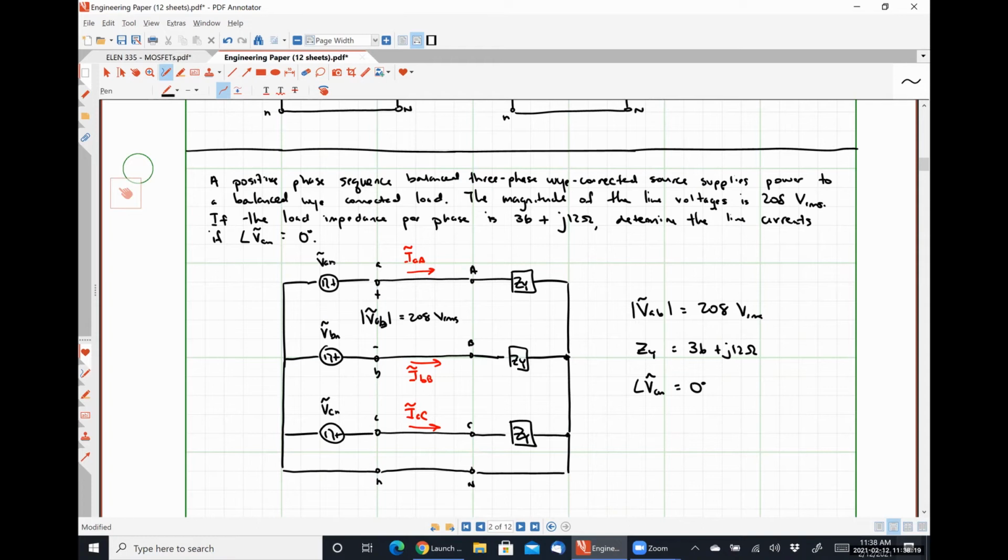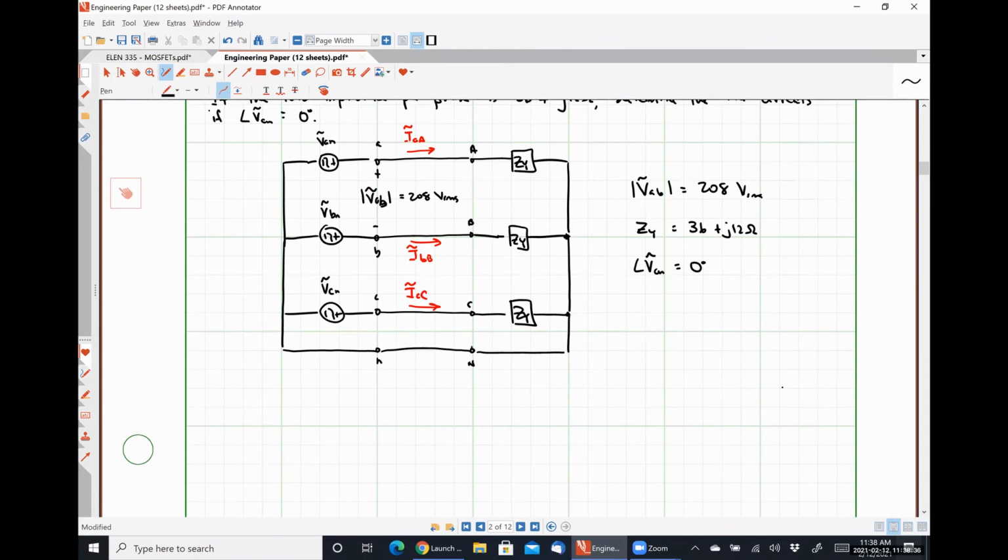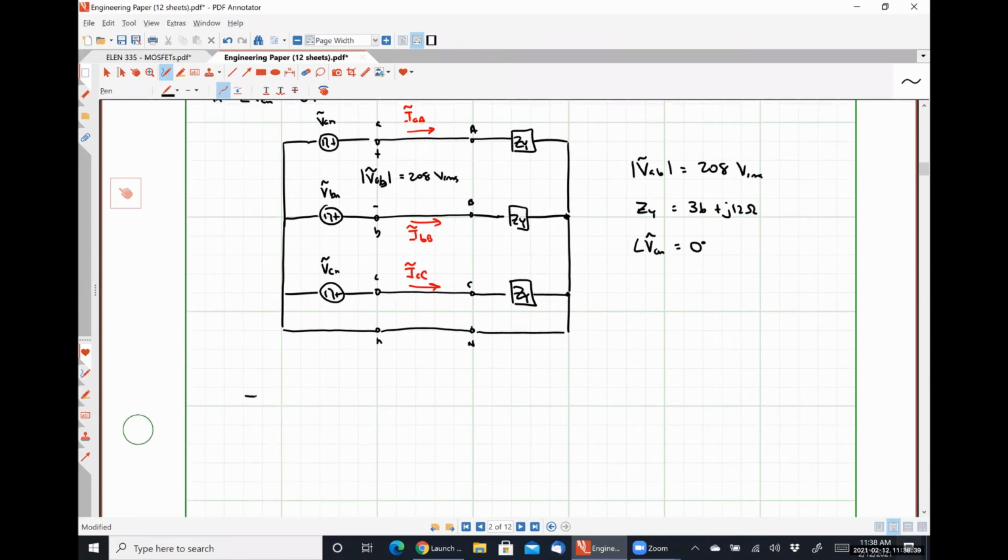I can write a Kirchhoff's voltage law loop around this little guy right here, because while I don't know what the magnitude of these guys are, I do know what their phase angle relationship is. So I can say, starting at the bottom left-hand corner, negative VAN plus VAB plus VBN is equal to 0, right?